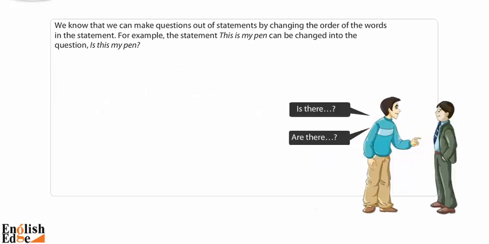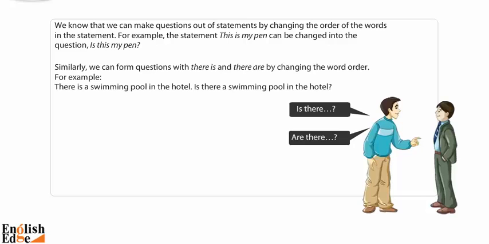We know that we can make questions out of statements by changing the order of the words in the statement. For example, the statement, this is my pen, can be changed into the question, is this my pen? Similarly, we can form questions with there is and there are by changing the word order. For example, there is a swimming pool in the hotel. Is there a swimming pool in the hotel? There are shops in this hotel. Are there shops in this hotel?